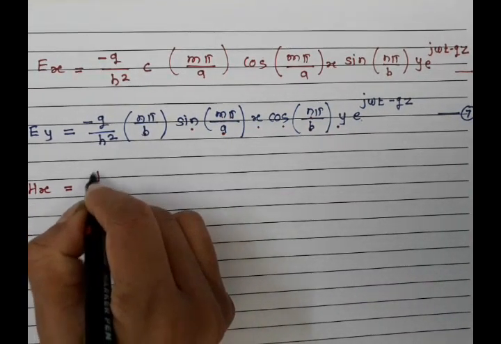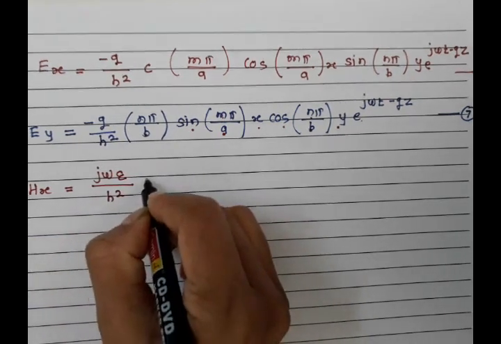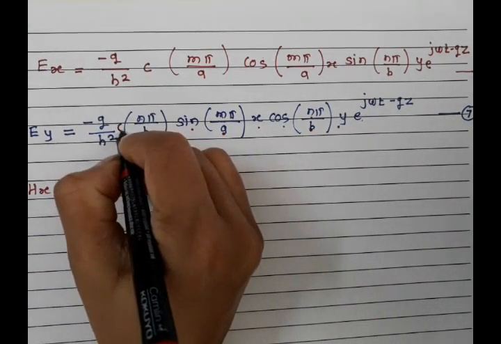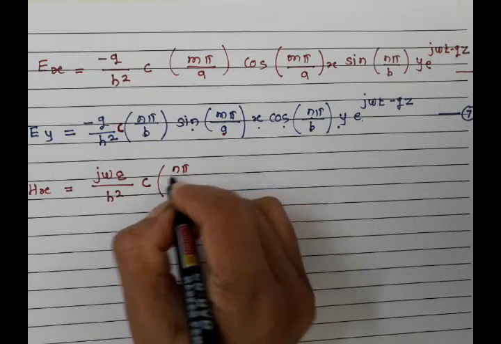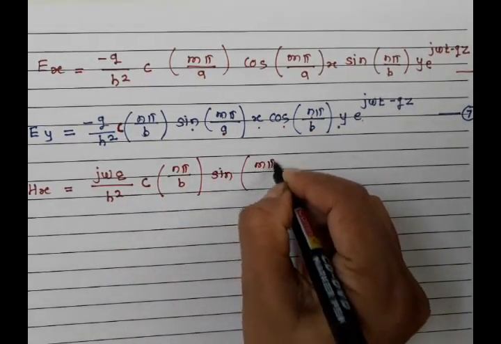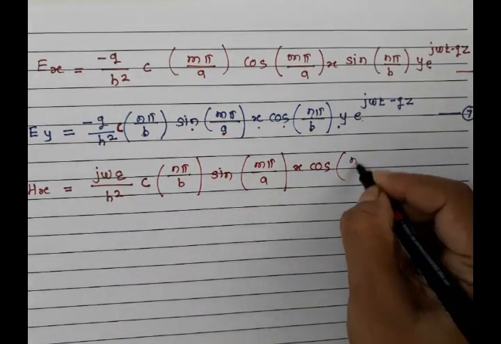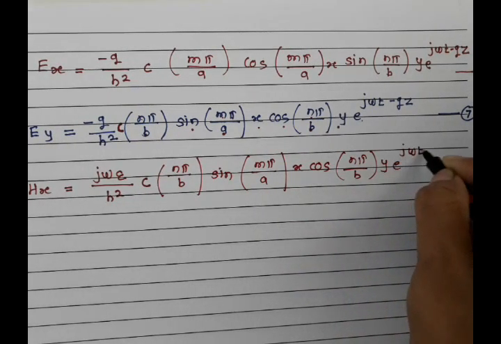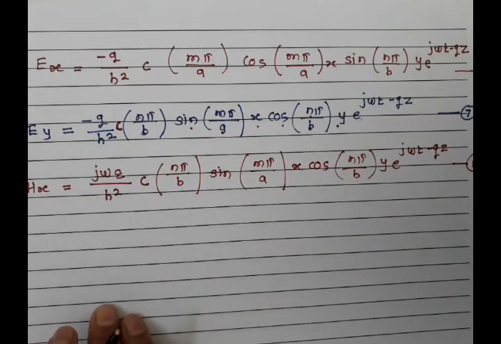So this will be j omega epsilon by h square c. Here also we need to mention our constant c in this equation. So c, n pi by b, sine of m pi by a x, cos of n pi by b y, e raised to j omega t minus gamma z. Let us denote this equation with equation number 8.